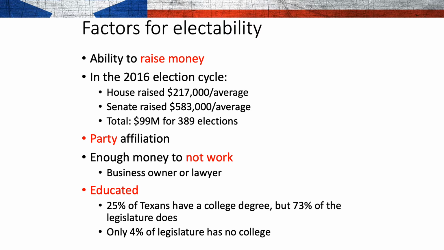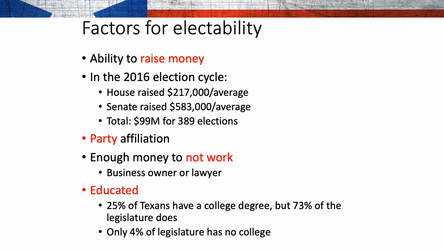In order to be elected, you have to be the right age. You have to have the right citizenship and the right residency requirements, but you also have some unofficial factors that you have to have in order to get elected. You have to be able to raise money. You can't run and not have any money raised, I guess, unless you're independently wealthy. But you generally have to have the ability to raise money.